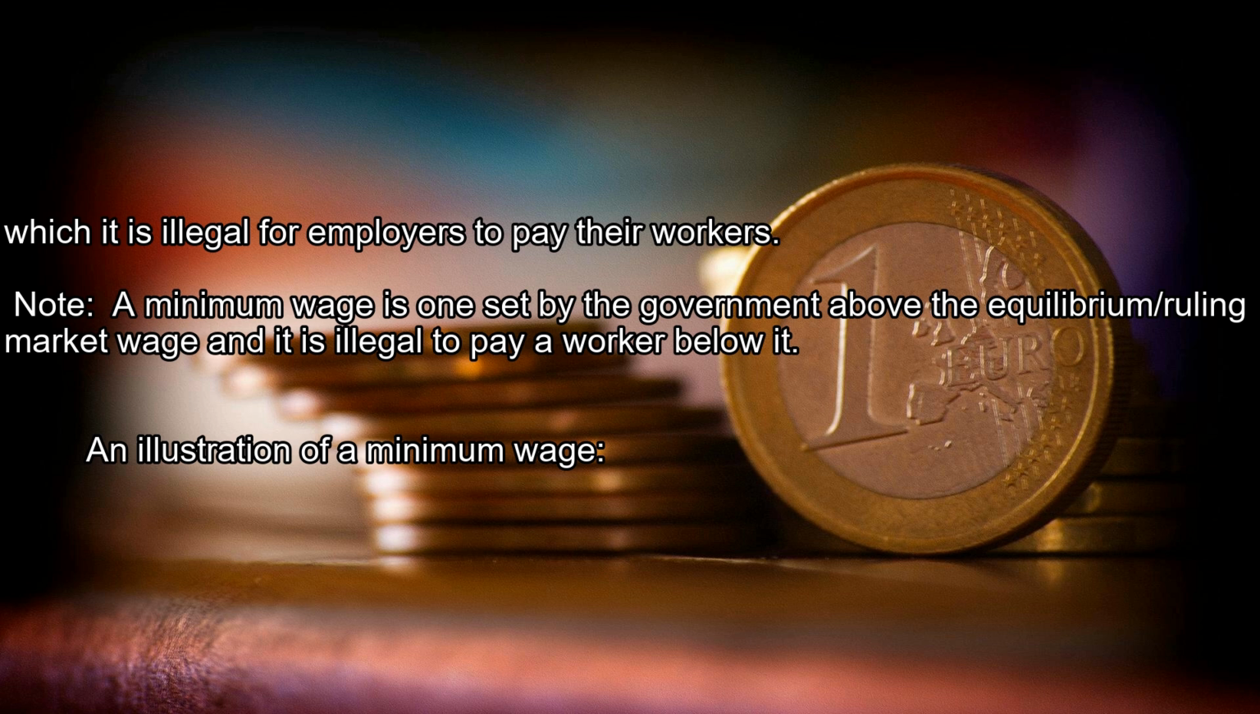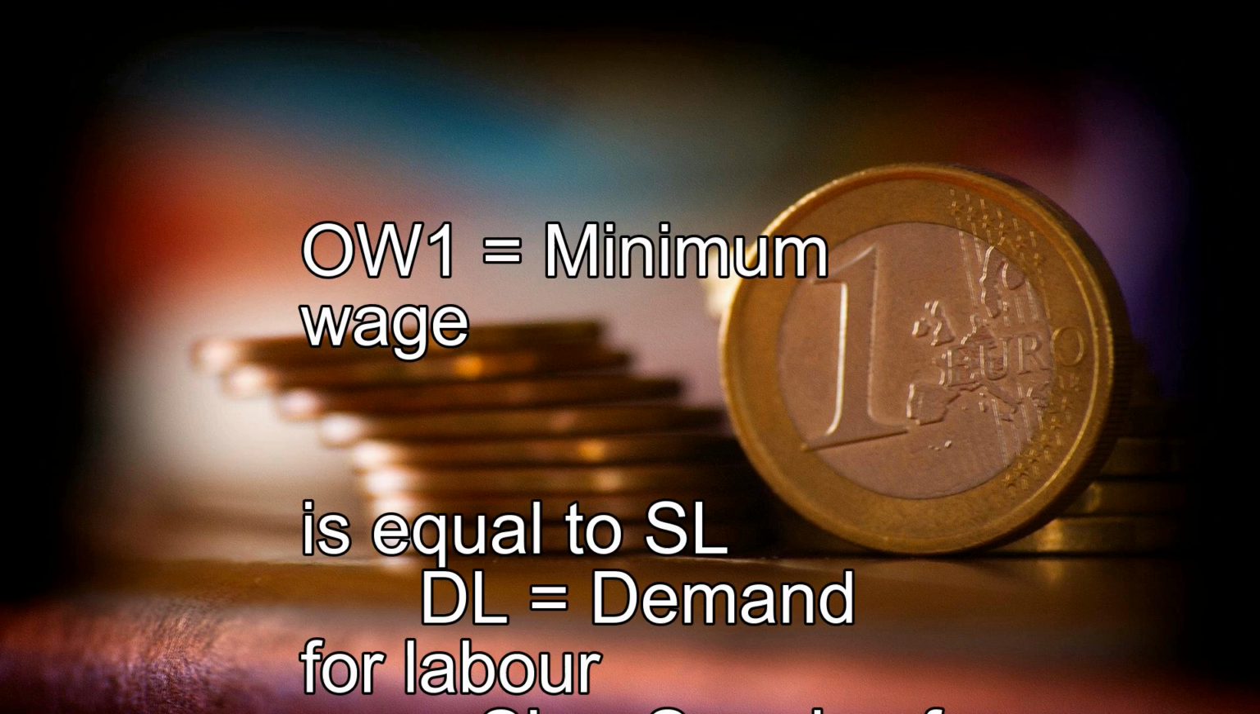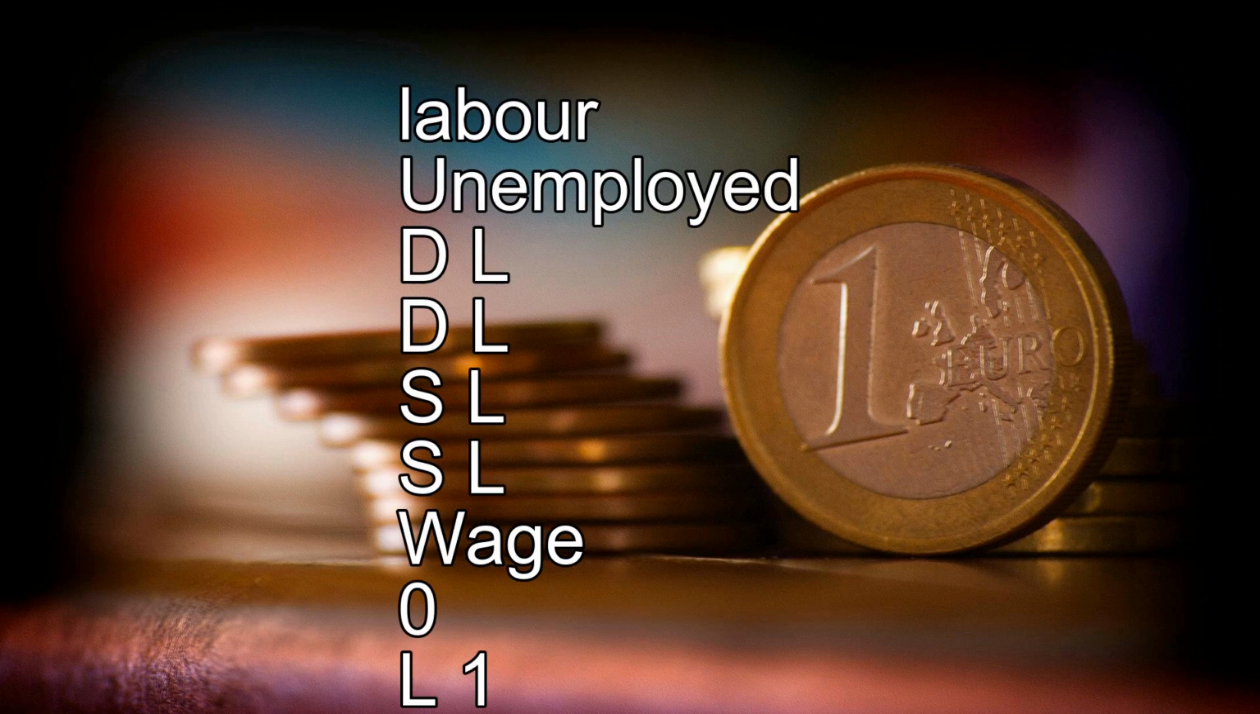An illustration of a minimum wage. O W1 equals minimum wage, which is equal to SL. DL equals demand for labor. SL equals supply of labor. Unemployed. DL. SL. Wage. 0. L1. LE. Economics labor.